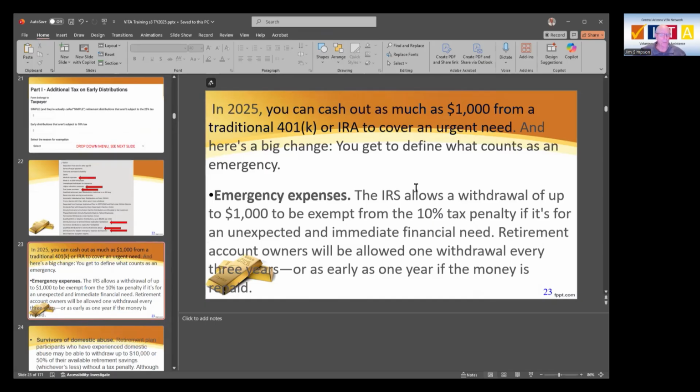So here was what we were talking about, emergency expenses. Some of them are pretty obvious. Hey, I had to pay my rent. I had to pay the utilities that are going to shut off my lights. I had to fix my, I can't think of other things, but you get the idea.